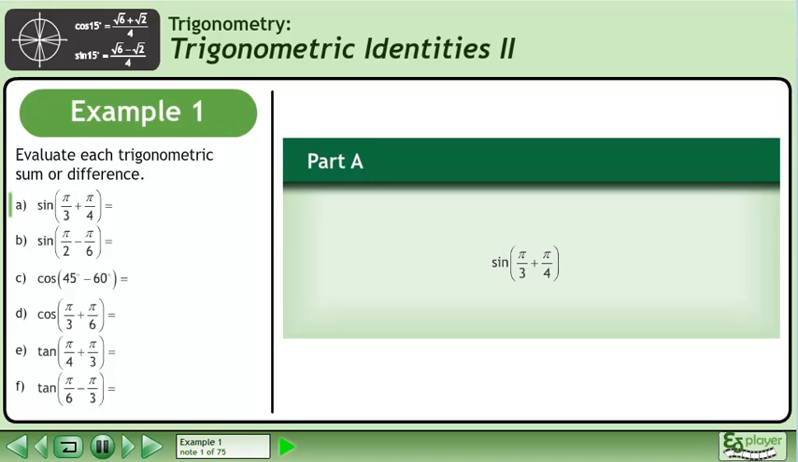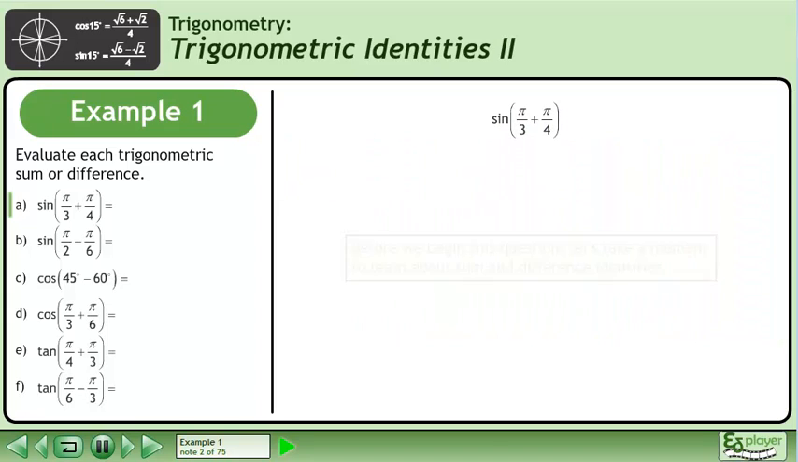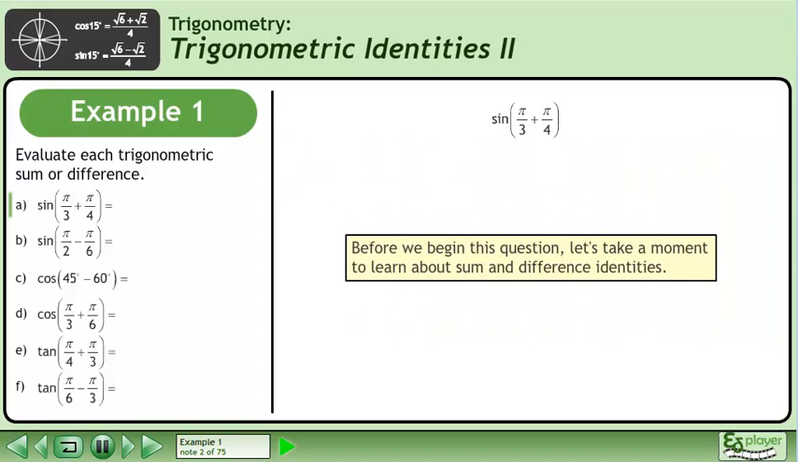Evaluate each trigonometric sum or difference. In Part A, evaluate the sine of pi over 3 plus pi over 4. Before we begin this question, let's take a moment to learn about sum and difference identities.